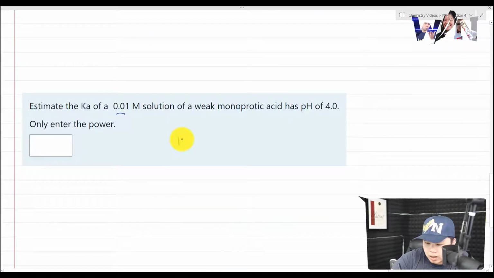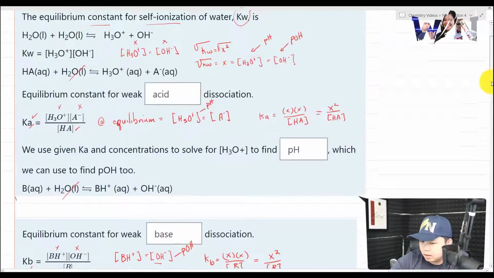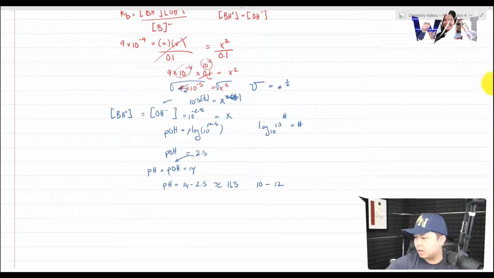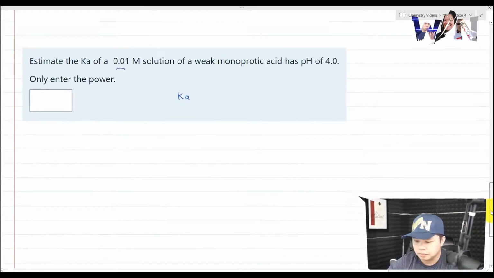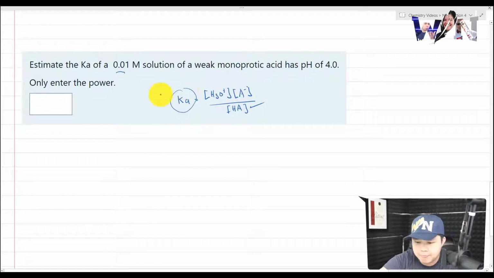Okay, so we know that Ka, well, in this case, weak acid, so we are looking at this one specifically right here. The acid part right there. Okay? So let's go down straight and do it. So in this case, we just write down Ka equal to H3O plus times the conjugate base divided by HA. There you go. And again, this is given to us, and we are looking for that.